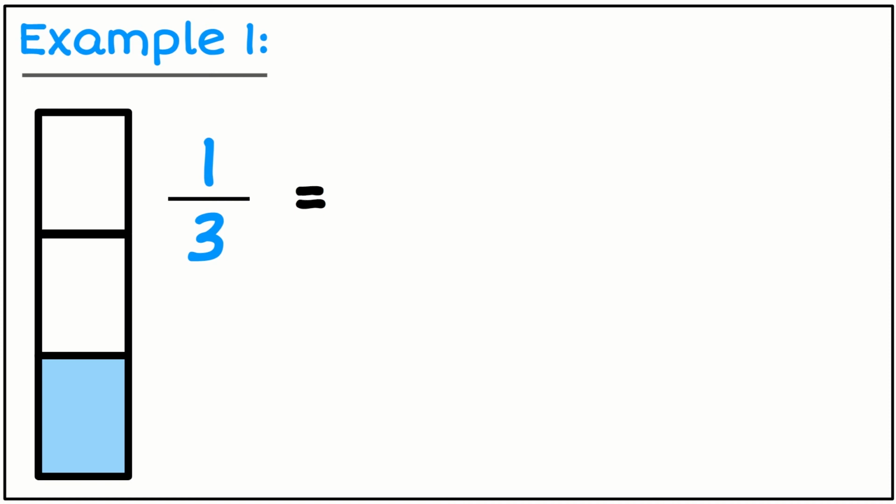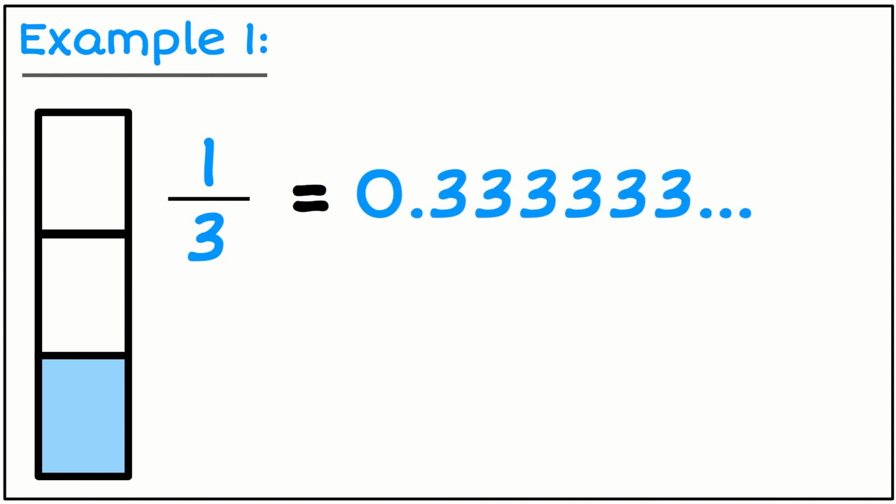If I take the fraction 1/3, when I type that into my calculator, or divide it out, or do it by long division, that will give me an answer of 0.33333333 as a decimal, and the 3's just keep on going.